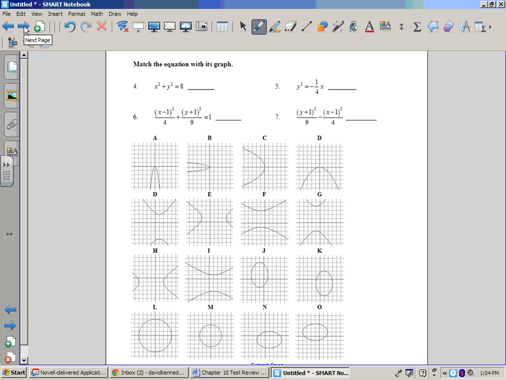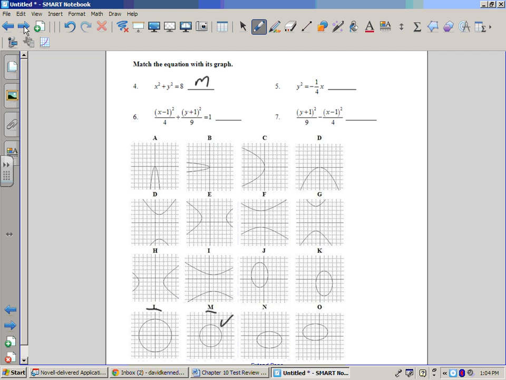We're going to match the equation with the graph. We have a lot more graphs than we have equations. Let's see what we can do. This, by the way, is a circle, and its center is 0, 0, and its radius is the square root of 8, which is approximately 3, just a little bit less than 3. Where do I have circles that have a center at 0, 0? Well, just L and M. Which one of those has a radius that's a little bit less than 3? Clearly it is M, and so the answer to number 4 is M.